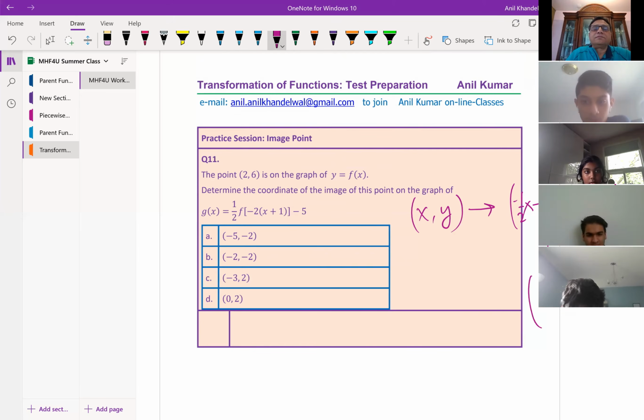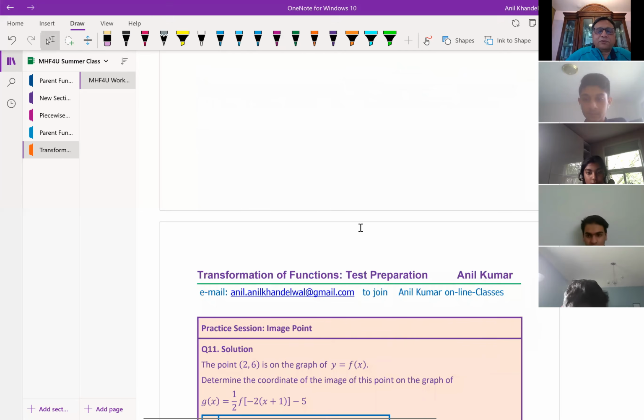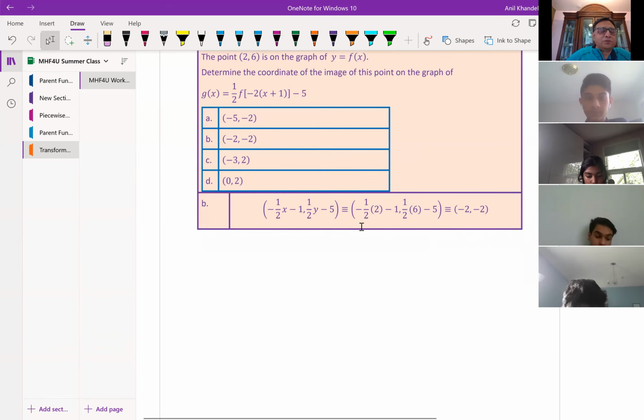Okay, sir. So when you plug in 2 into x, you get -1 minus 1, which is -2. And then for 6, it would be 3 minus 5, so -2 also. Perfect. Good answer. Everybody understood, right? Transformation of the points, and we get our answer, (-2, -2).